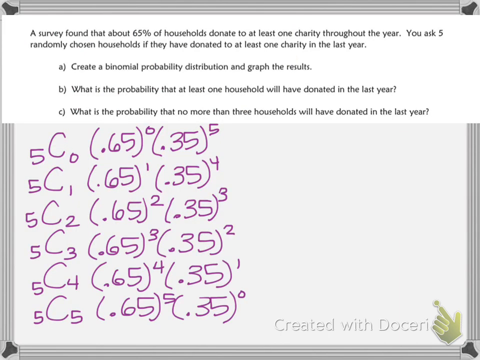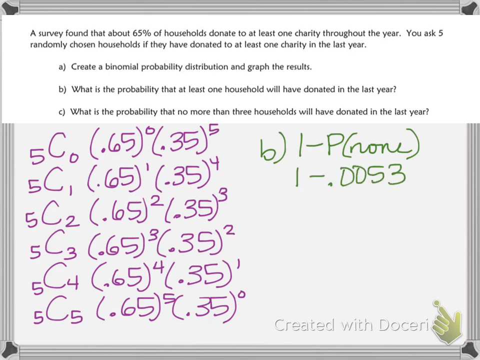So then for these last 2 parts, we're really just using the numbers that we've already come up with and figuring out what to do with them. So letter B is saying, what is the probability that at least 1 household will have donated? Well, we want to do 1 minus the probability that none of them have donated, or 0 of them, which is the only outcome we don't want. So that would be 1 minus 0.0053, which is 0.9947.